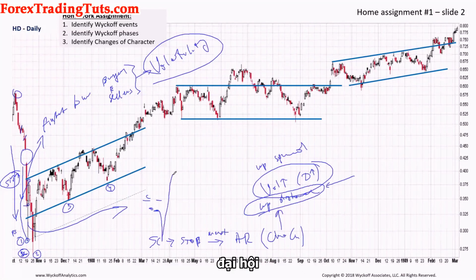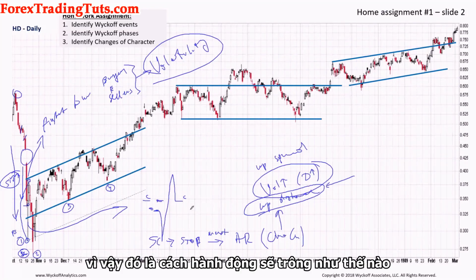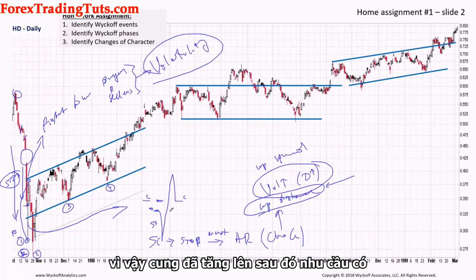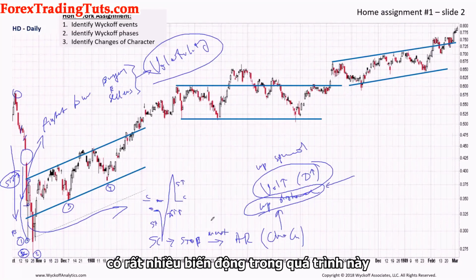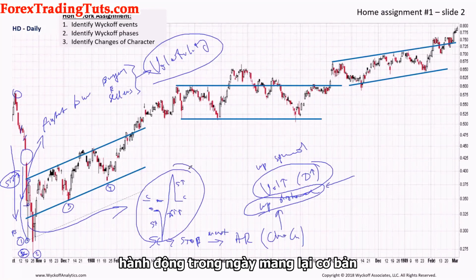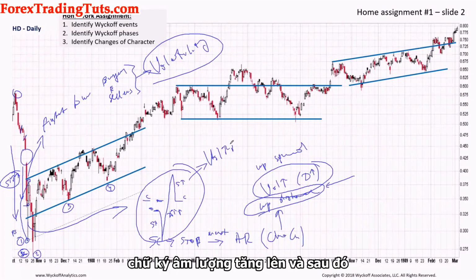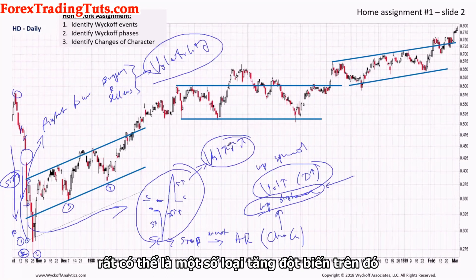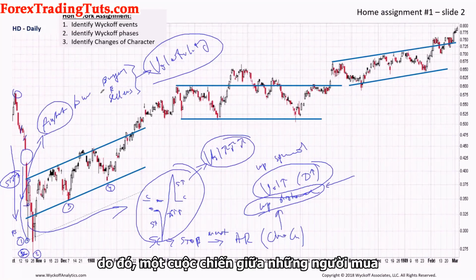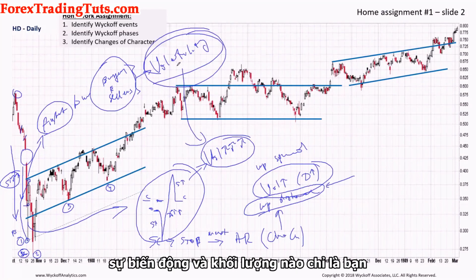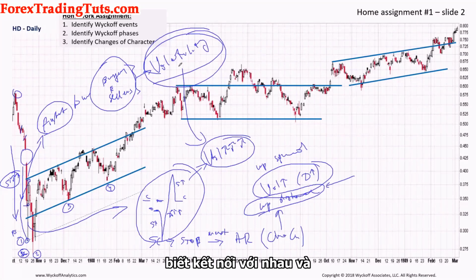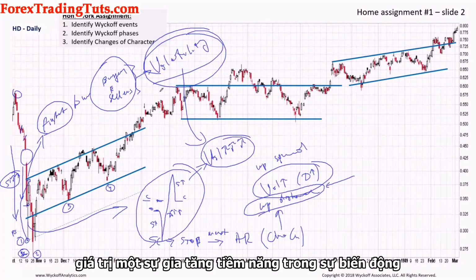Then we're going to have the rally, and then it's going to carry us to the close of the previous day. So that's how the action would look like. So supply has increased, then demand has increased, and then supply has increased again. So there is a lot of volatility during this intraday action, which brings basically the volume signature increase and then most likely some kind of spike on that day. So therefore, a fight between the buyers and sellers creates volatility, and volatility and volume are just so connected together. An increase in the volume suggests that there is a potential increase in volatility.